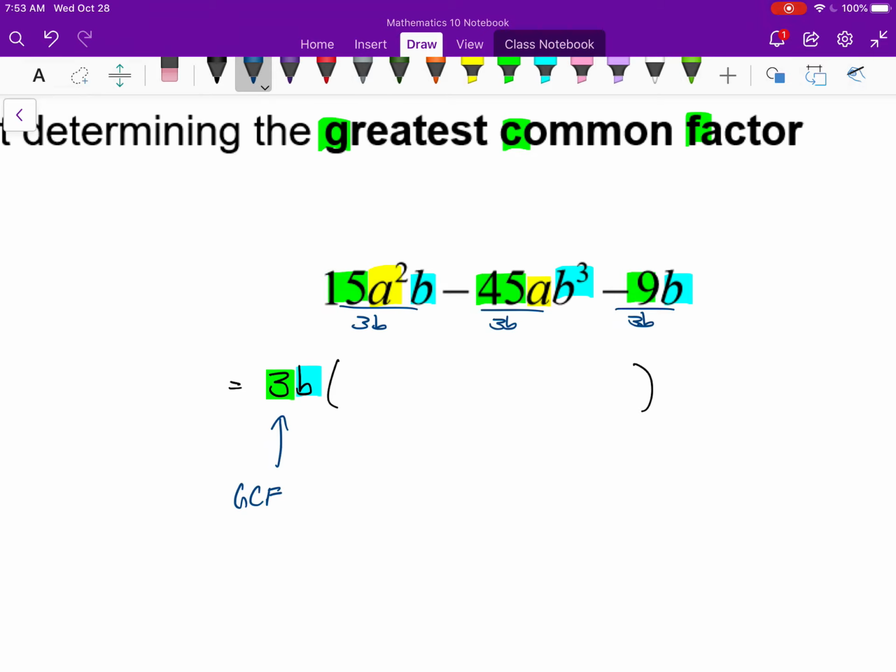So 15a squared b divided by 3b. 15 divided by 3 is 5. A squared divided by nothing else is a squared. B divided by b cancels out. Next, negative 45 divided by 3 is negative 15. A divided by nothing else is a. B cubed divided by b is b squared. Last term, negative 9 divided by 3 is negative 3. B divided by b cancels out, and we're done.